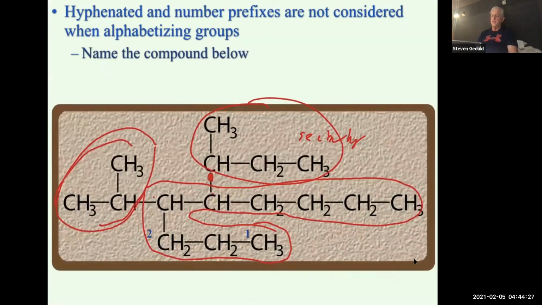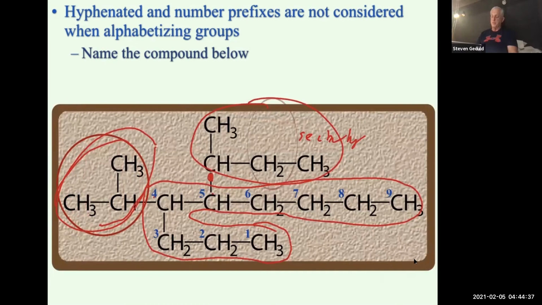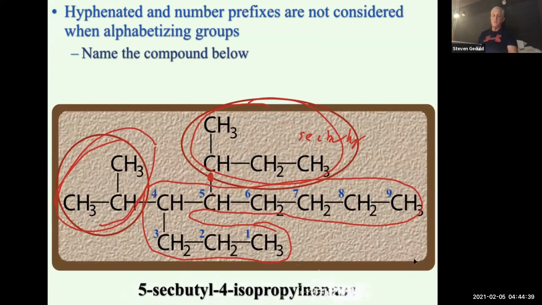All right, everybody see the 9 carbons? They see the attachment at number 5 and the attachment at number 4. And we should be able to put the name up here as 5-sec-butyl. This is number 5 carbon. Okay. This is number 4 carbon, isopropyl, and then nonane. So 5-sec-butyl, 4-isopropyl, nonane. Dashes between numbers and letters. There's commas if the numbers occur together.